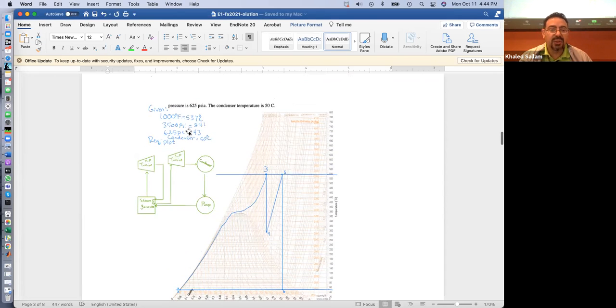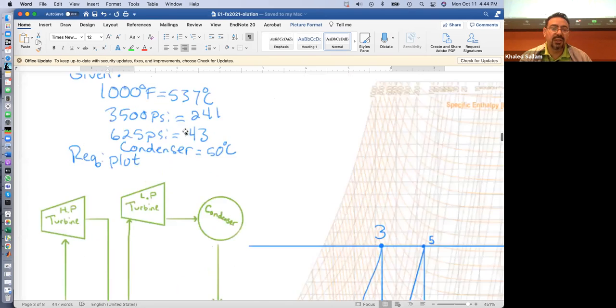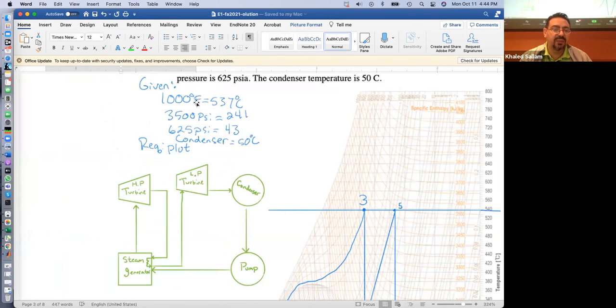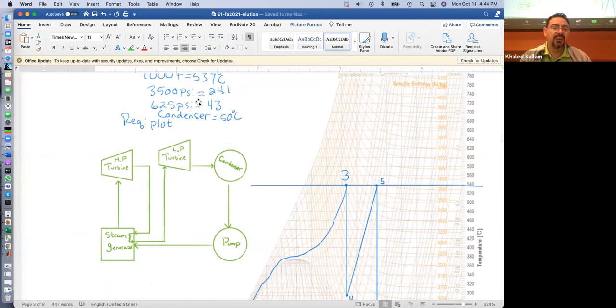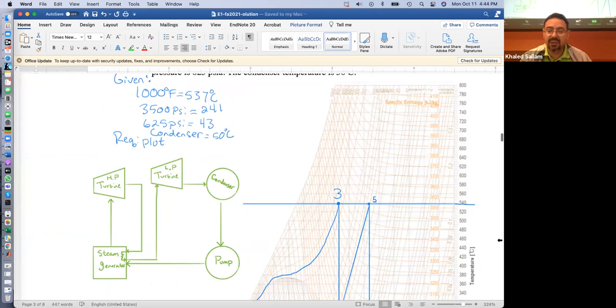Okay, so that student, in his solution, said, well, I need to convert this 1000 Fahrenheit. What is that? And so he converted it, turned out to be 537. So he put a line at 540, more or less, a little bit smaller than 540. And he said, those are my high pressure and low pressure turbine. That's how high I will heat. And then he converted the pressure, he or she, I don't know who that student is.